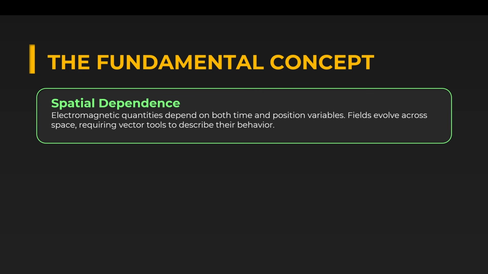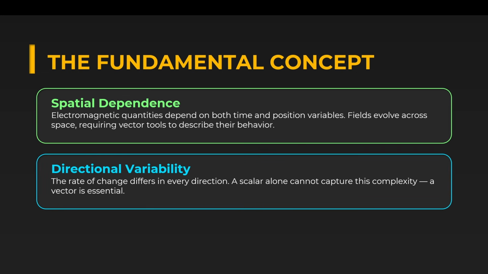So this tells us that temperature is a function of both time and position. The closer you are to the AC, the lower it is. The rate of change differs in every direction. Now, a scalar alone cannot capture this complexity. A vector is essential.